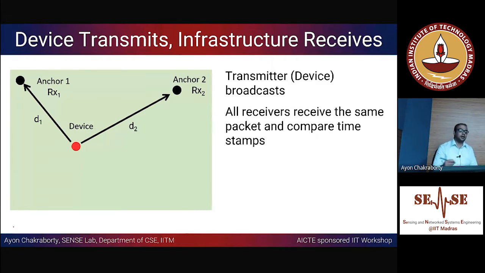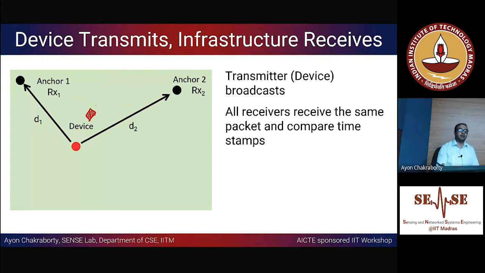To rephrase one more time, the device broadcasts a message, it says hello. Every anchor is a receiver here, and they will be able to receive that packet. What is the difficulty here? The anchors have to be synchronized. If the anchors are not synchronized, they will not be able to compare their timestamps.